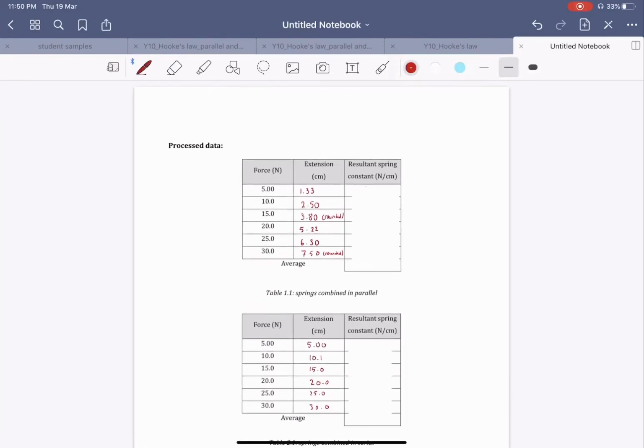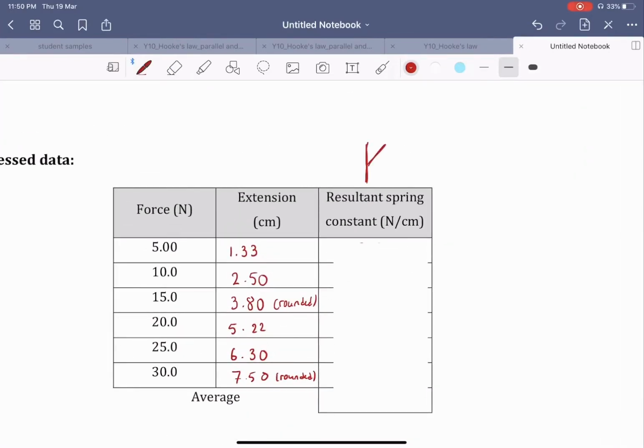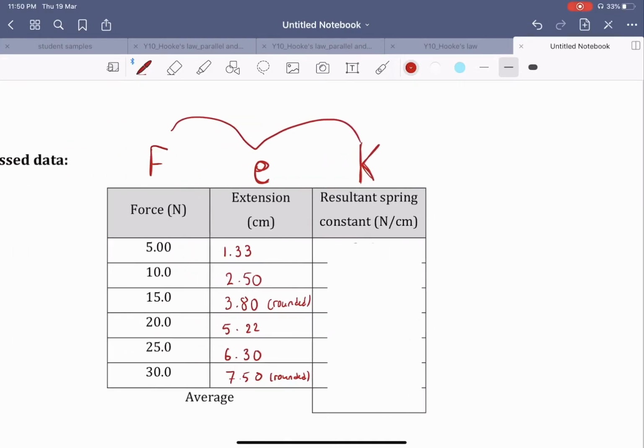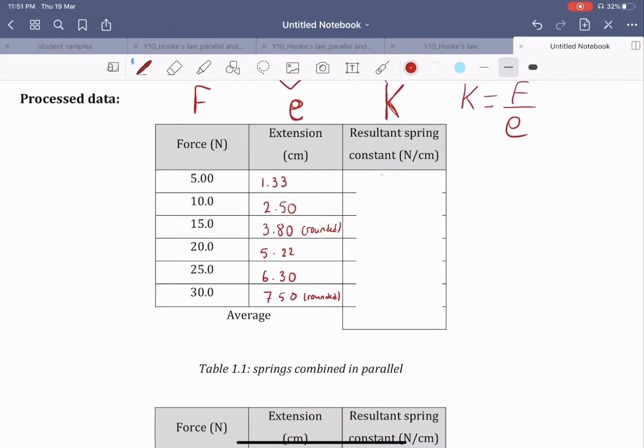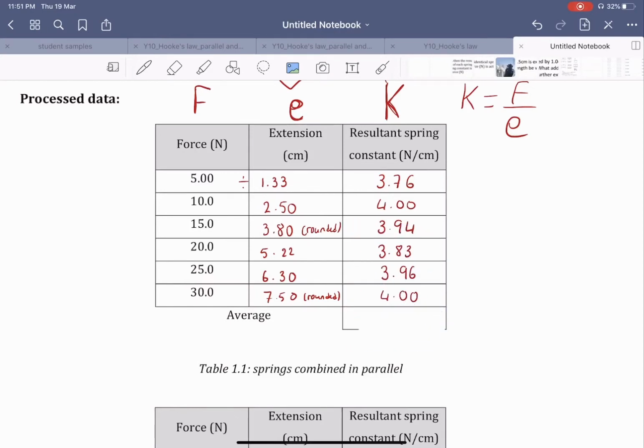How can you find the resultant? Spring K. This is K, extension is E, force is F. We know a relationship linking these three together, which is Hooke's law. We know that F is K times E. So in order to find K, we need to divide F by E. So dividing 5 by 1.33, you should get an answer. Okay, and that's the answer that you will get. Dividing this by this, you'll get 4.